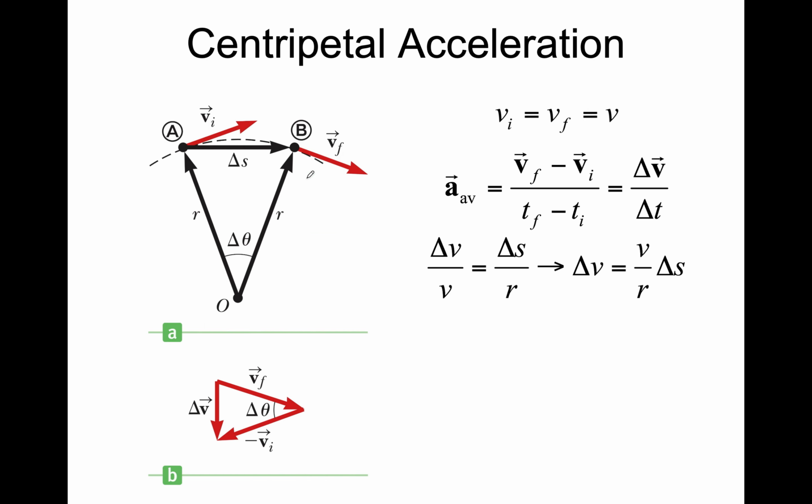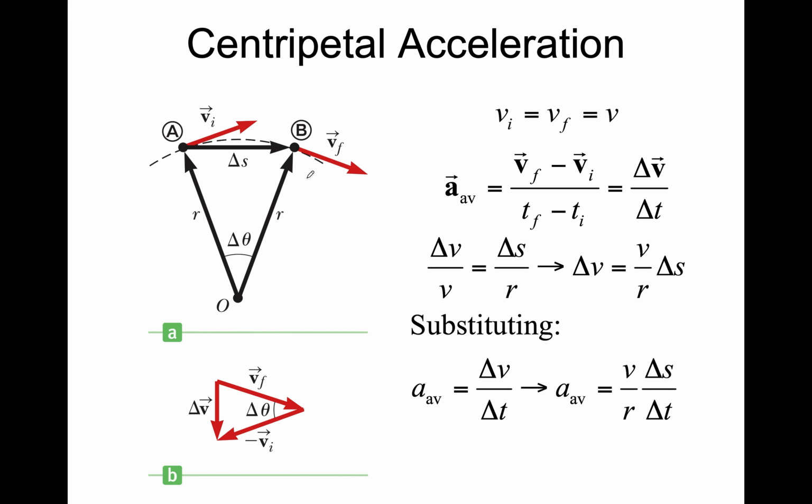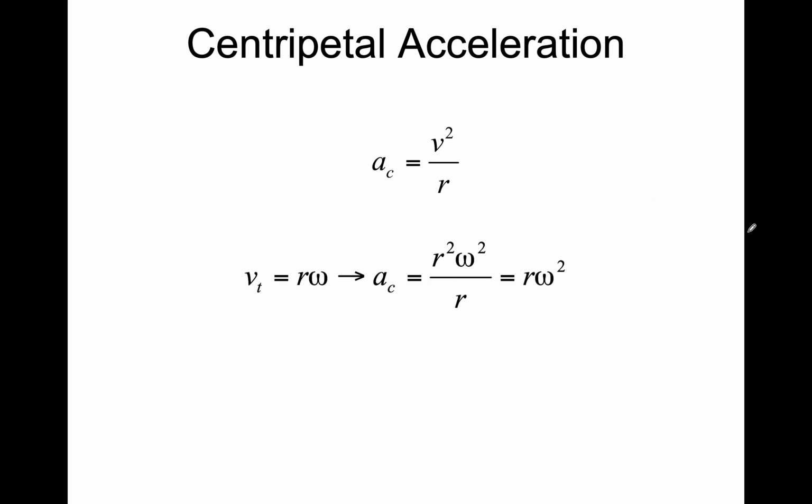There is a proof in your textbook for why it should be v squared over r. If you are interested, you can go read the textbook for the proof. But for this lecture, let's just go to the conclusion. Centripetal acceleration, which exists for every rotational motion, equals v squared over r.